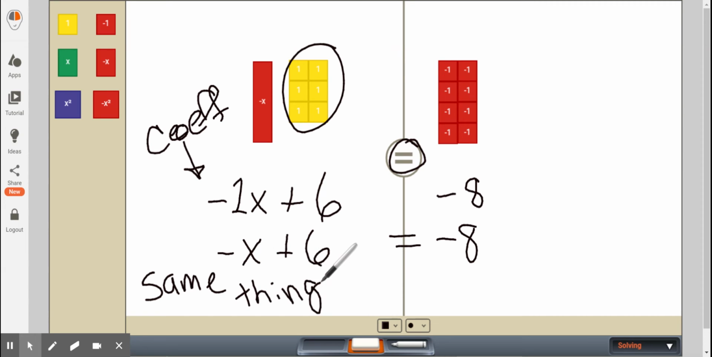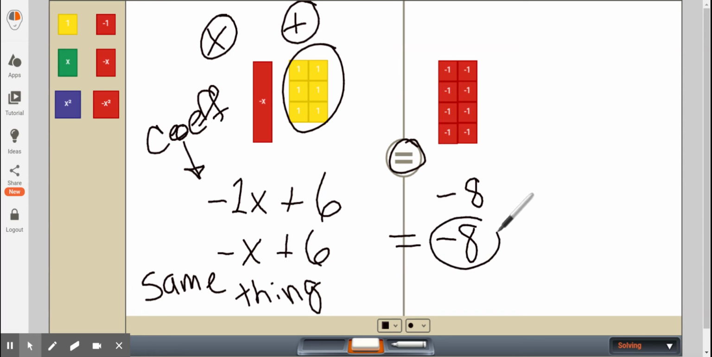Okay, so the first expression is the same as the second expression. We don't always put the 1 out front. Okay, so here on the left side, again, we're multiplying by a negative, and then we are adding 6. So we're multiplying by negative 1, and then we're adding 6. And then all of that equals negative 8 on the right side.